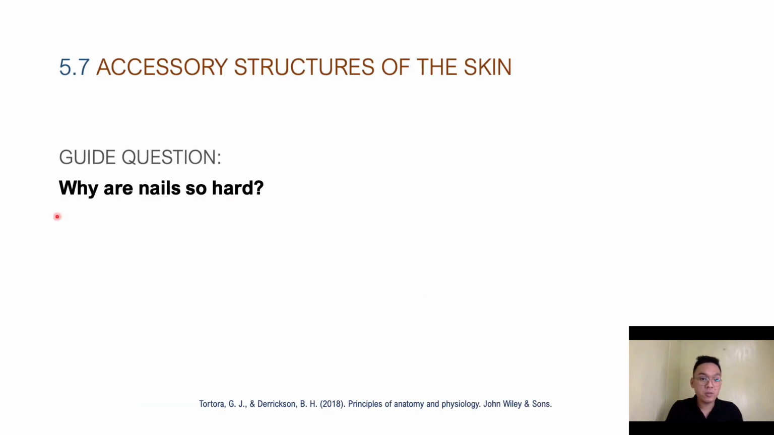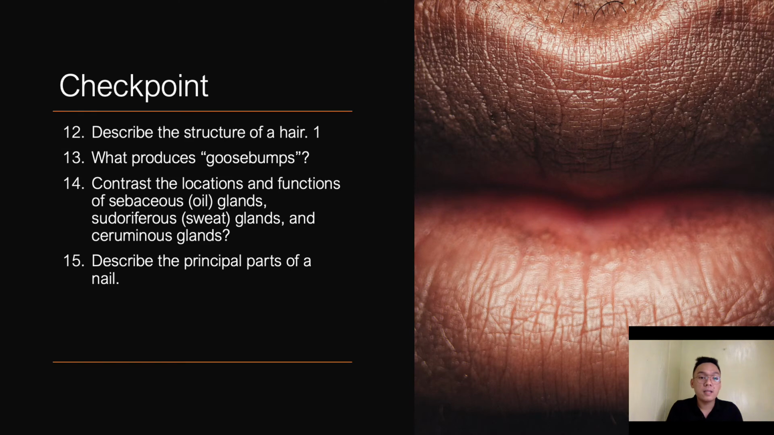Our next guide question: why are nails so hard? Very good. Nails are hard because they are composed of tightly packed, dead, keratinized epidermal cells that do not shed and are filled with a harder type of keratin than in the epidermis. As we go ahead with the checkpoints, we need to describe the structure of the hair, what produces goosebumps, contrast the locations and functions of your sebaceous glands, sudoriferous glands, and ceruminous glands. Describe the principal parts of your nail.